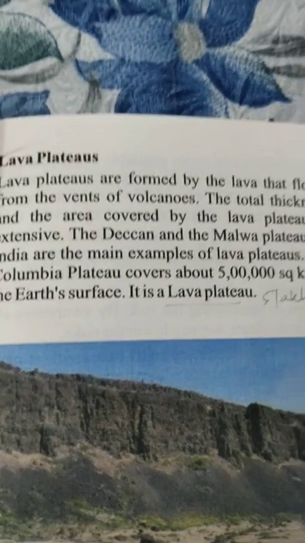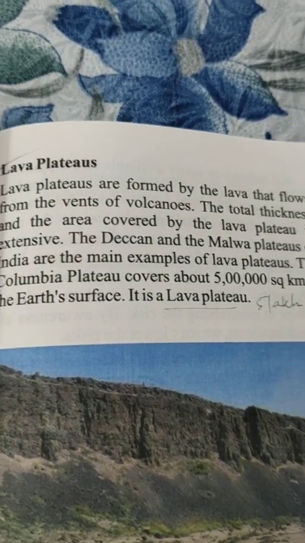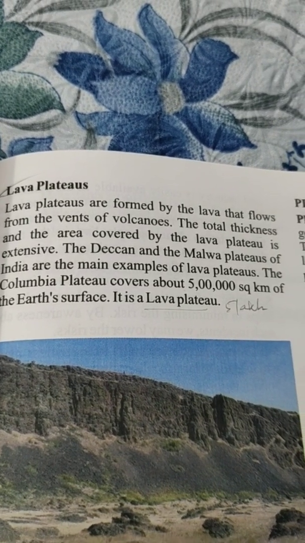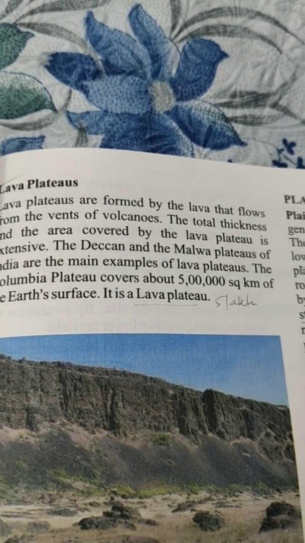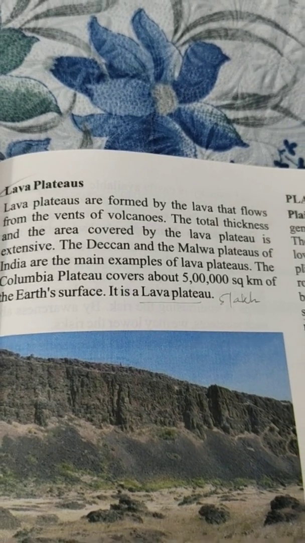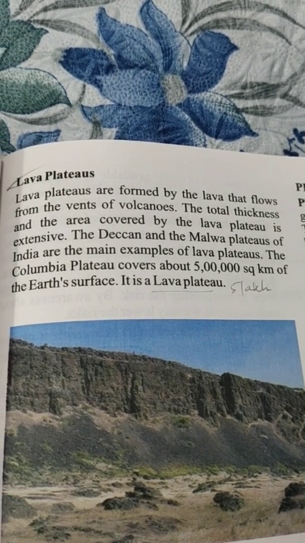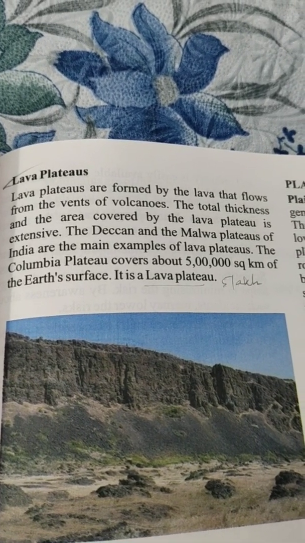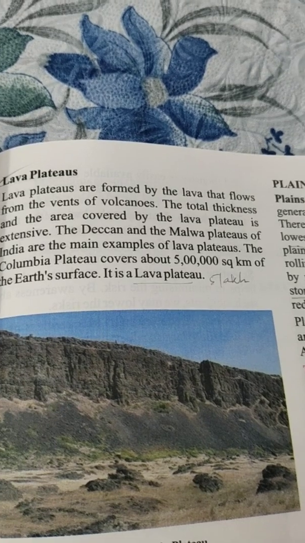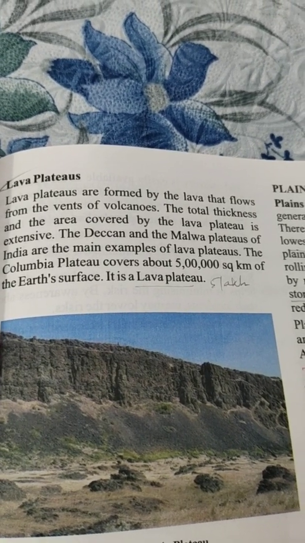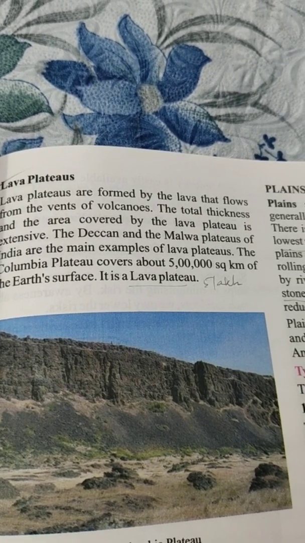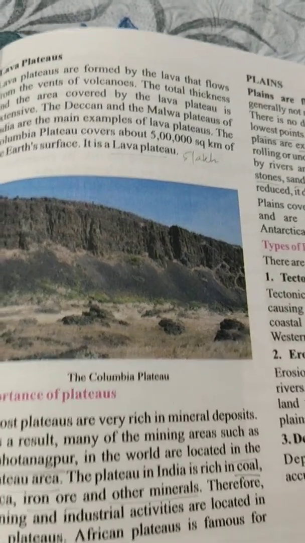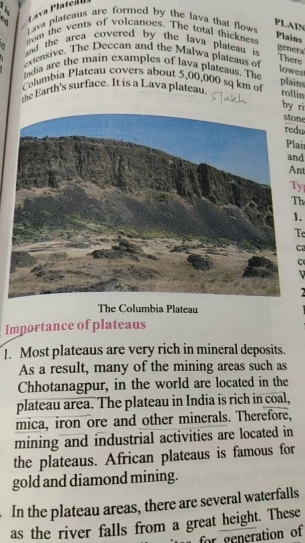Next we will see lava plateaus. Lava plateaus are formed by the lava that flows from the vents of volcanoes. The total thickness and the area covered by the lava plateau is extensive. The Deccan and the Malwa plateaus of India are the main examples of lava plateaus. The Columbia Plateau covers about 5 lakh square kilometers of the earth's surface. It is a lava plateau. See, the Columbia Plateau.